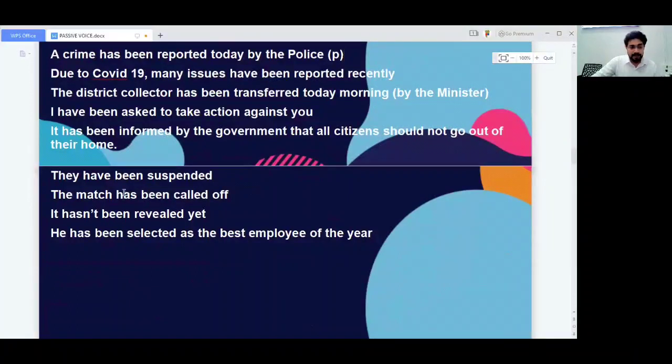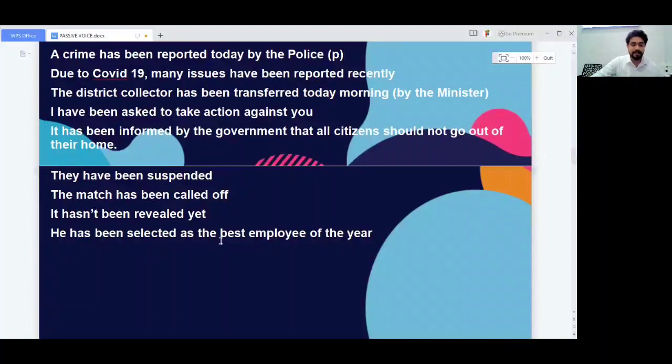Somebody has suspended them. So we have only the object or the action receiver here, and on the basis of the object, we make a sentence. They have been suspended. The match has been called off. It hasn't been revealed. He has been selected as the best employee of the year. We don't know who has selected. Only the person who has been selected is here as the noun, the action receiver or the object of the sentence.